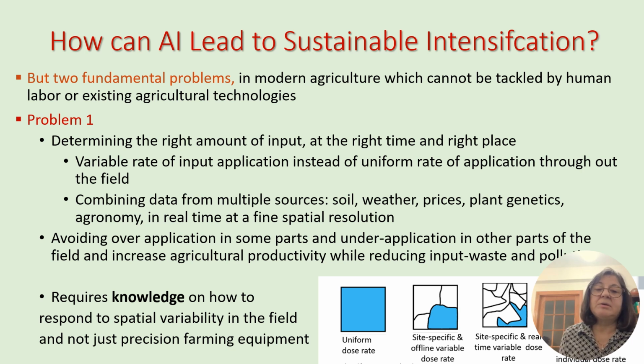Even though we've had technologies that can apply inputs at variable rate, that can do soil testing and determine the variability in growing conditions, a key challenge is knowing how to respond to that variability and to determine what should be the variable rate of input application instead of applying inputs at a uniform rate. And this requires combining data from multiple sources on soil, weather conditions, prices, plant genetics, agronomy, and being able to make recommendations to farmers in real time at a fine spatial resolution. And this would be one mechanism for avoiding over application in some parts and under application in other parts, and thereby increase agricultural productivity while reducing input waste and pollution. However, this requires knowledge on how to respond to spatial variability in the field and not just the availability of precision farming equipment.